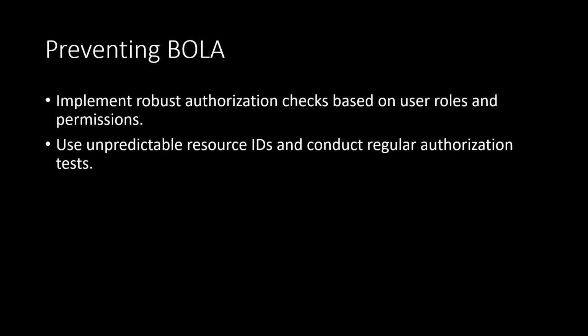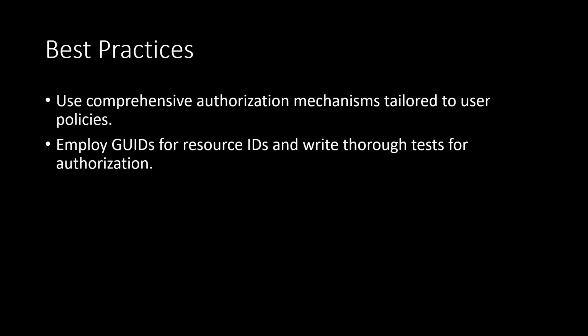Regularly testing your authorization controls can ensure they are effective and up to date. Best practices to mitigate BOLA include using comprehensive authorization mechanisms tailored to your user policies. Employ GUIDs for resource IDs to make them less predictable. Write and maintain thorough tests for your authorization mechanisms to ensure they function correctly before deploying any changes.